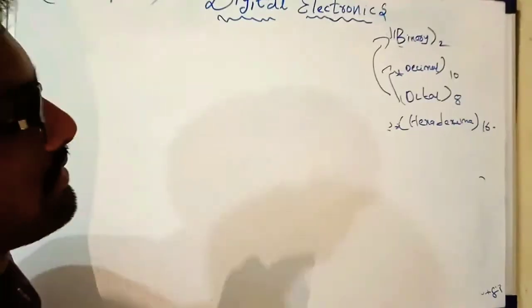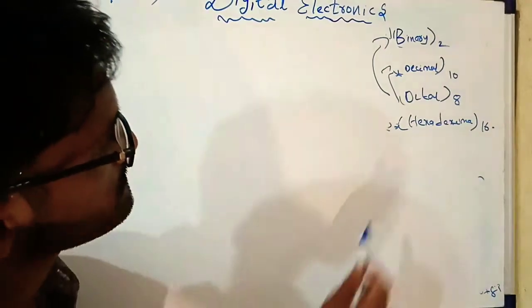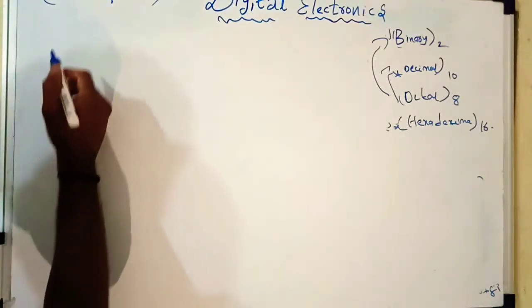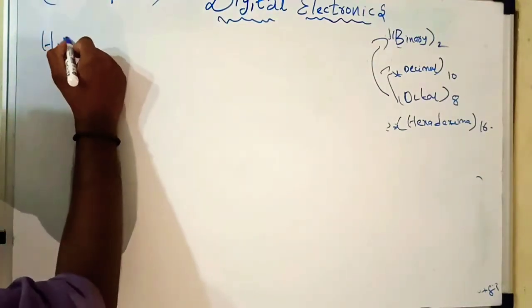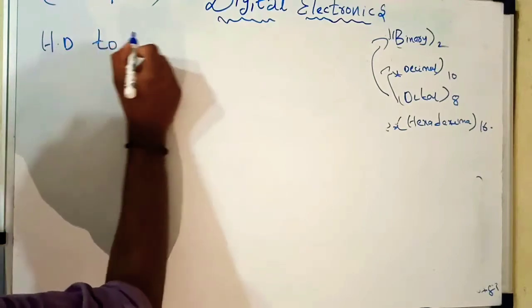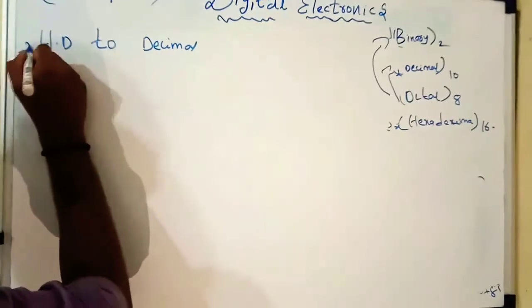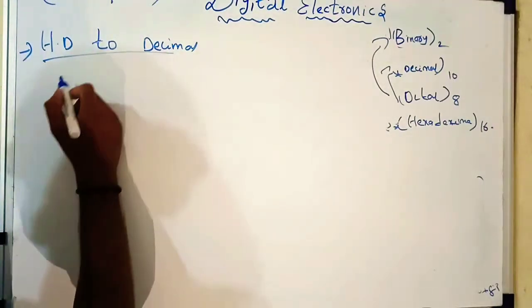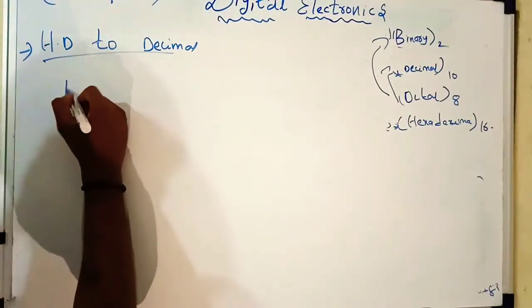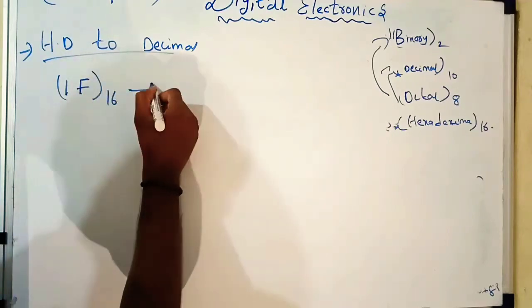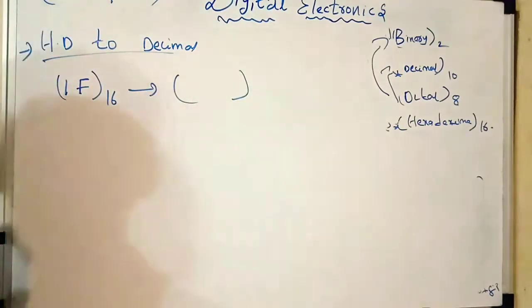So we have done the conversions from octal to all. Now we will see the final one, hexadecimal to the remaining. First we will see hexadecimal to decimal. Take an example of hexadecimal value 1F. You need to convert this to decimal.